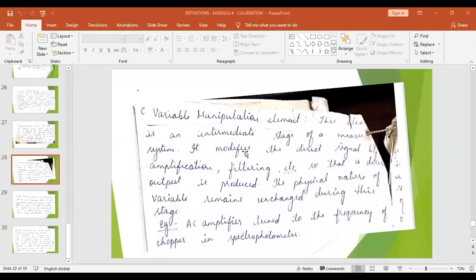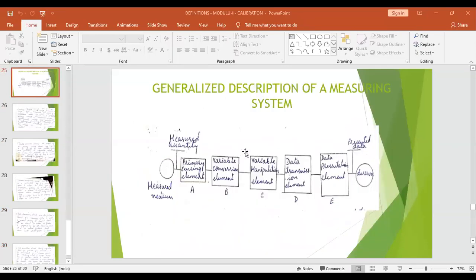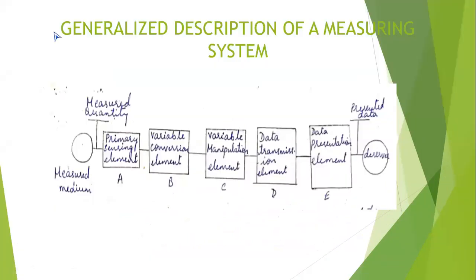Say, all of you listen here. That is the generalized description of a measuring system. Now I conclude this class and I will continue in the next class.